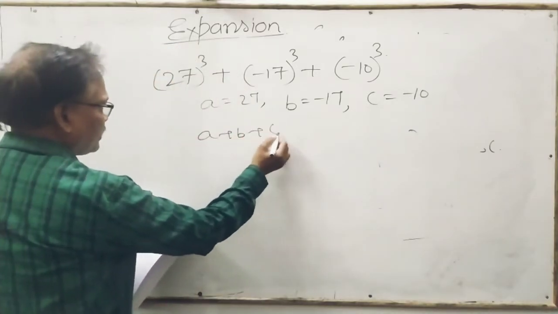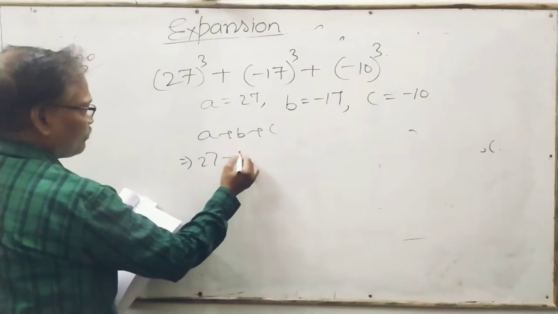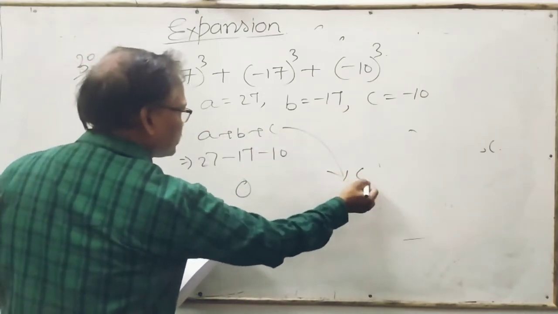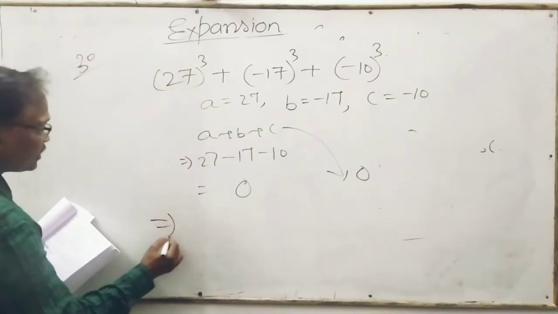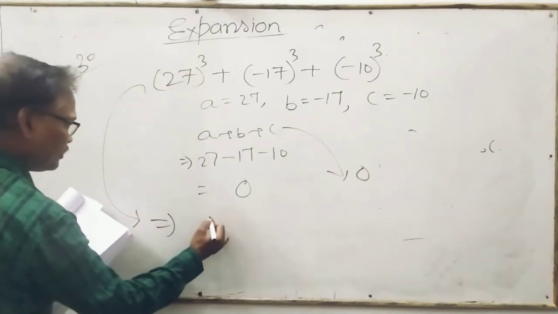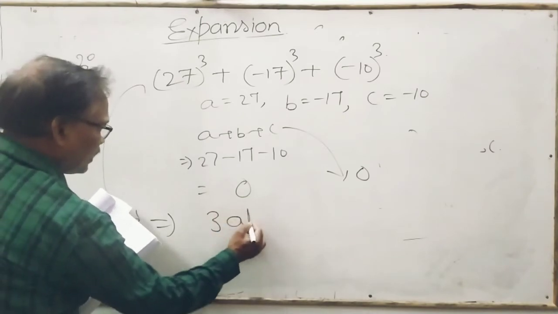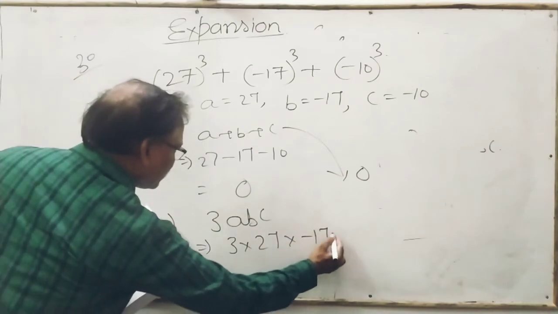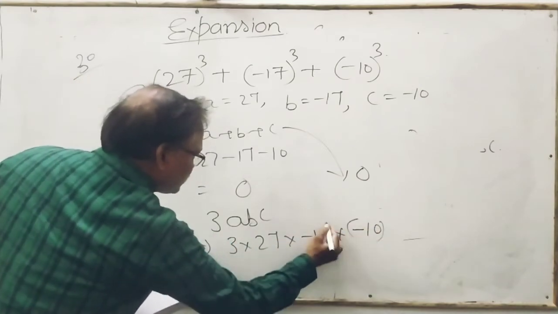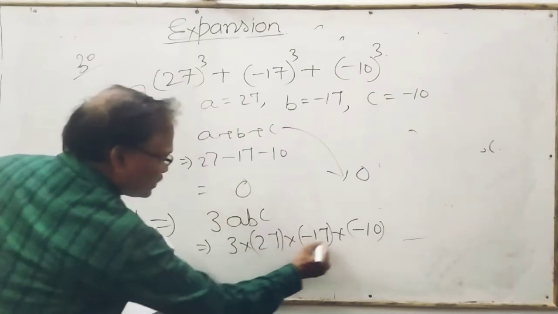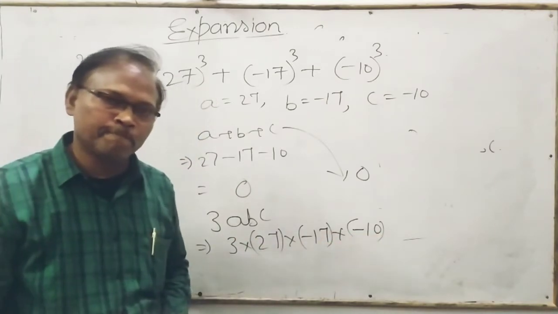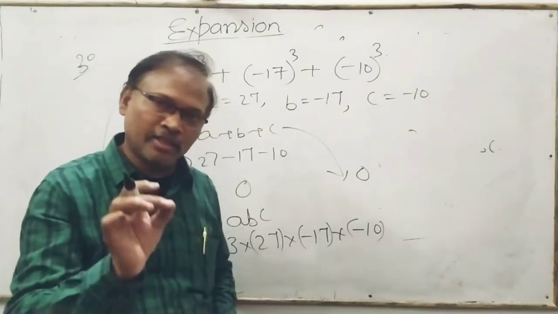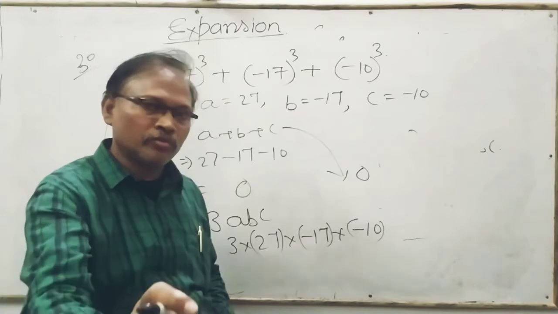a plus b plus c. What will you get? 27 minus 17 minus 10. What will you get? 0. Means this part is 0. If this part is 0, means this you can write as 3abc. And this 3abc will be 3 into 27 into minus 17 into minus 10. Means only you multiply these numbers, you will get the answer. Simple. So using the formula, if a plus b plus c is equal to 0, then a cube plus b cube plus c cube is equal to 3abc.